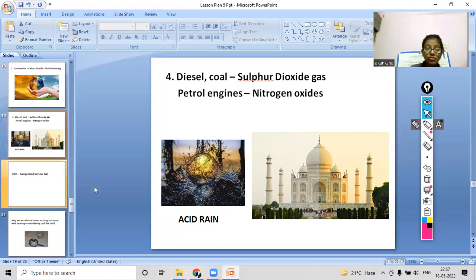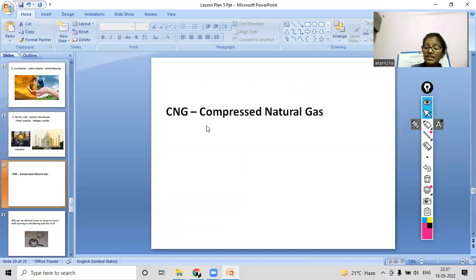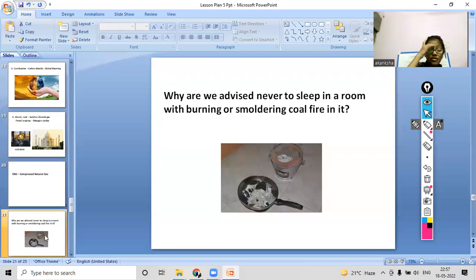So what is the full form of CNG? It is compressed natural gas. Yes, very good. Now there is a question for all of you, a curiosity question. Why are we advised never to sleep in a room with a burning or smoldering coal fire in it? We just discussed it right now.